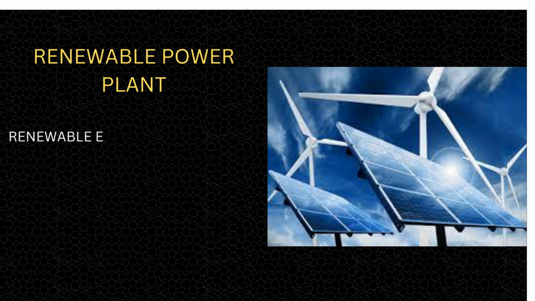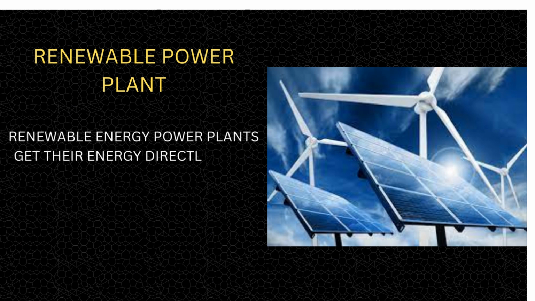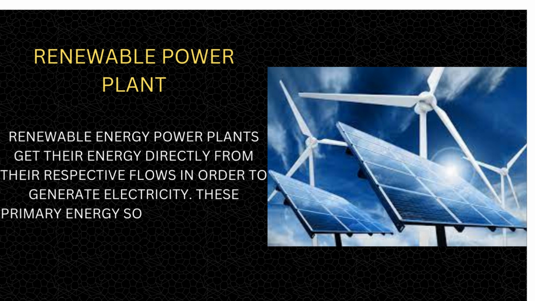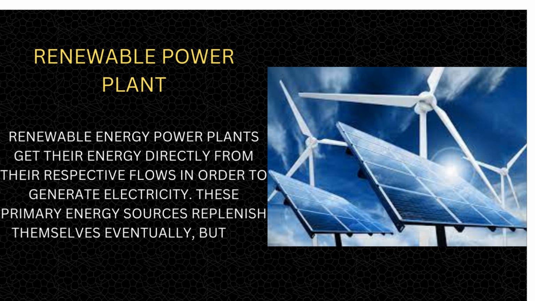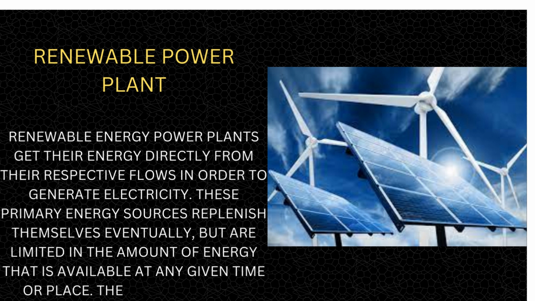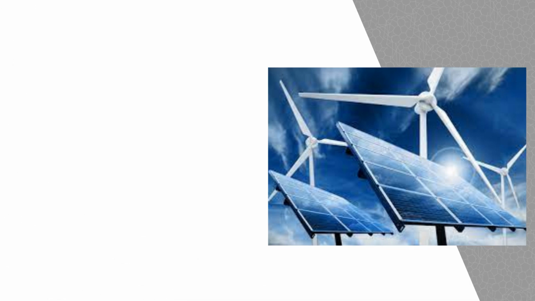Renewable power plant. Renewable energy power plants get their energy directly from their respective flows in order to generate electricity. These primary energy sources replenish themselves eventually, but are limited in the amount of energy that is available at any given time or place. Therefore, they are often intermittent and non-dispatchable.